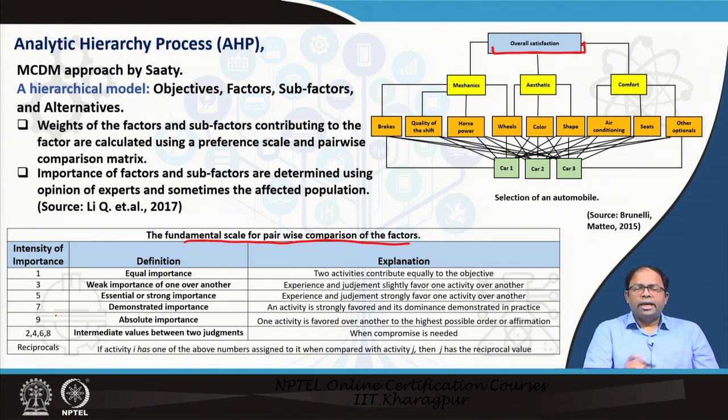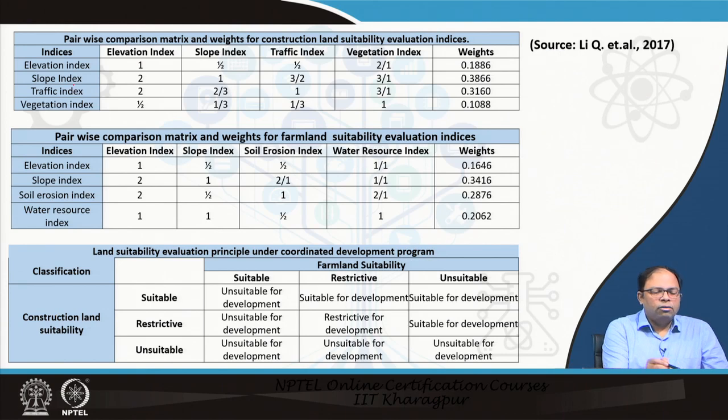So in a matrix, I will just show you. Over here you can see that we have elevation index, slope index, traffic index, vegetation index, like in the previous study that we were studying earlier, and the same are written on this side at the top. Elevation index against elevation index is of course 1 because they are of equal value. Elevation index compared to slope index is 1 by 2, which means slope is better. When we take slope index by elevation index, it is 2, that is 2 times.